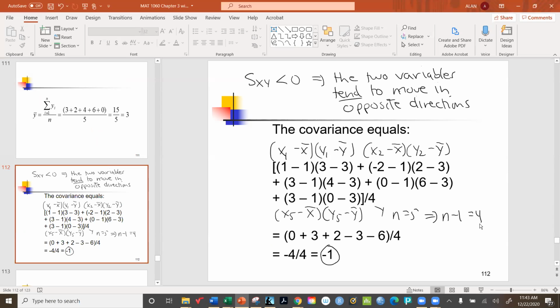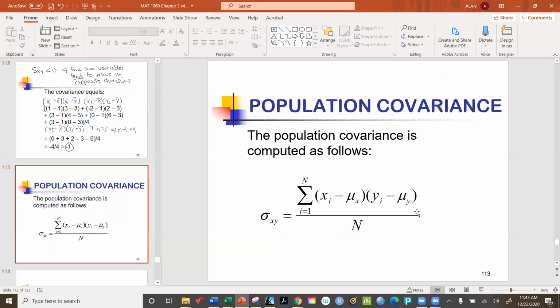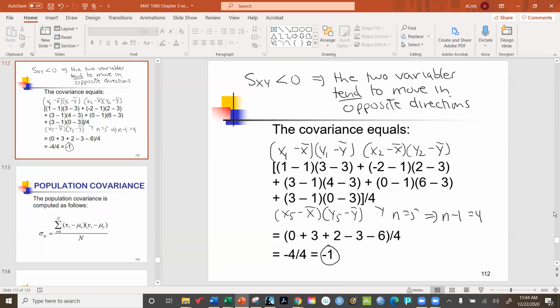Now, this is one of the real problems with the covariance measure. What am I referring to here? Well, I'll mention it on the slide here somewhere. The covariance measure has no upper or lower limits. In other words, -1 might be a very large number and it might be a tiny number. We don't know. We have nothing to compare it with.